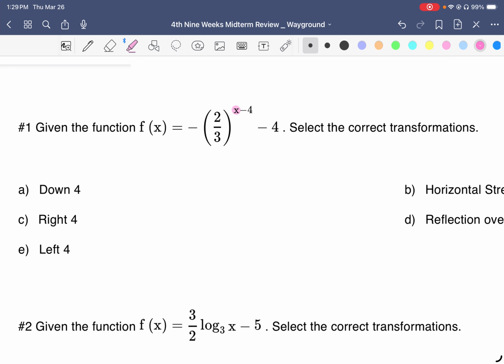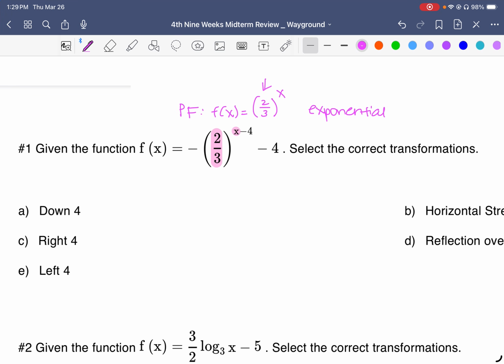So with any exponential function, you have, of course, the exponent and you have the base. So this 2/3 would be considered the base. So I'm going to say the parent function is f of x equals 2/3 to the power of x. Okay, this is an exponential function. And because the base is 2/3, which is less than 1, we know that this will be exponential decay.